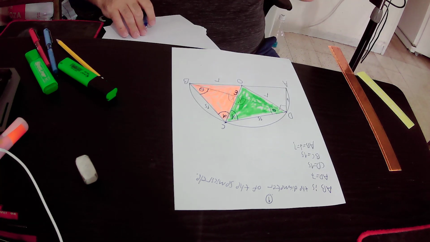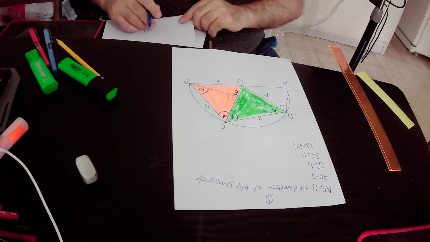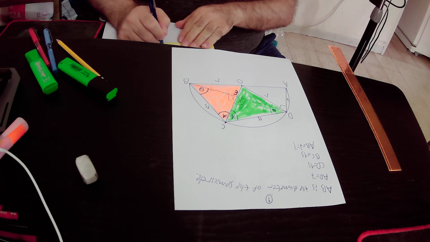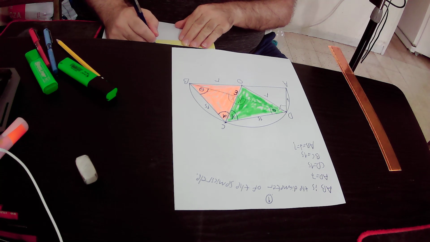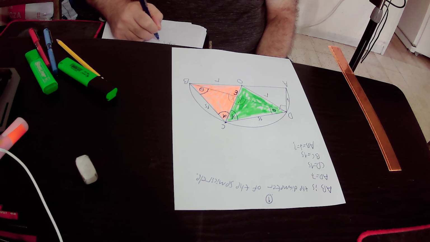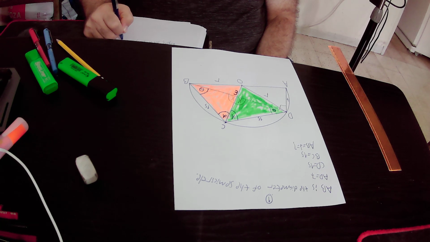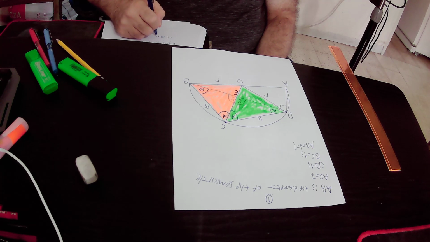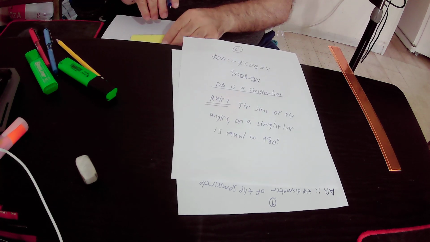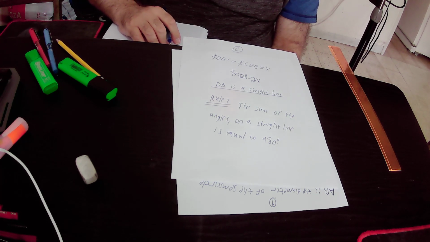And we have a rule number 3, that states that the sum of the angles on a straight line is equal to 180 degrees. So I read rule number 3 again. Rule number 3 states that the sum of the angles on a straight line is equal to 180 degrees.